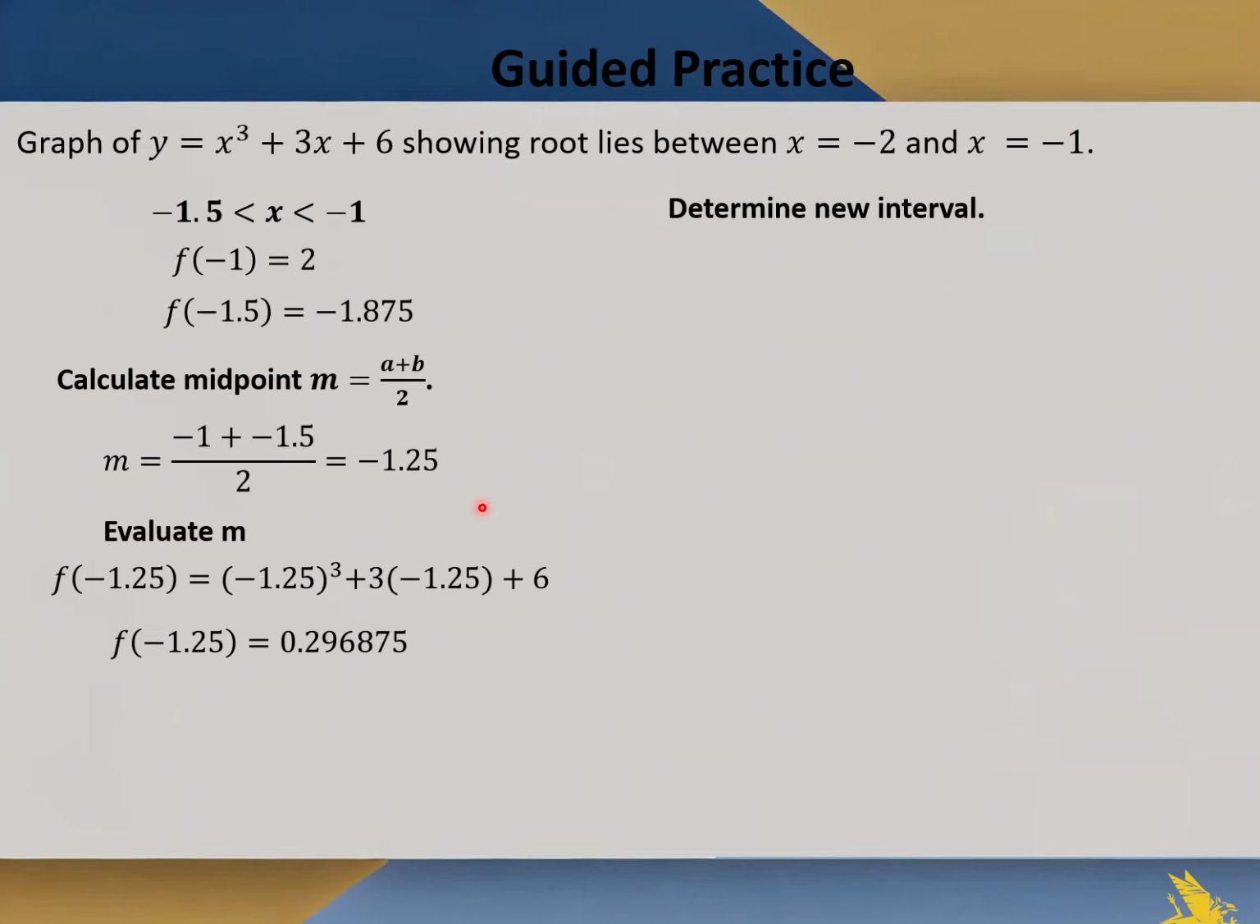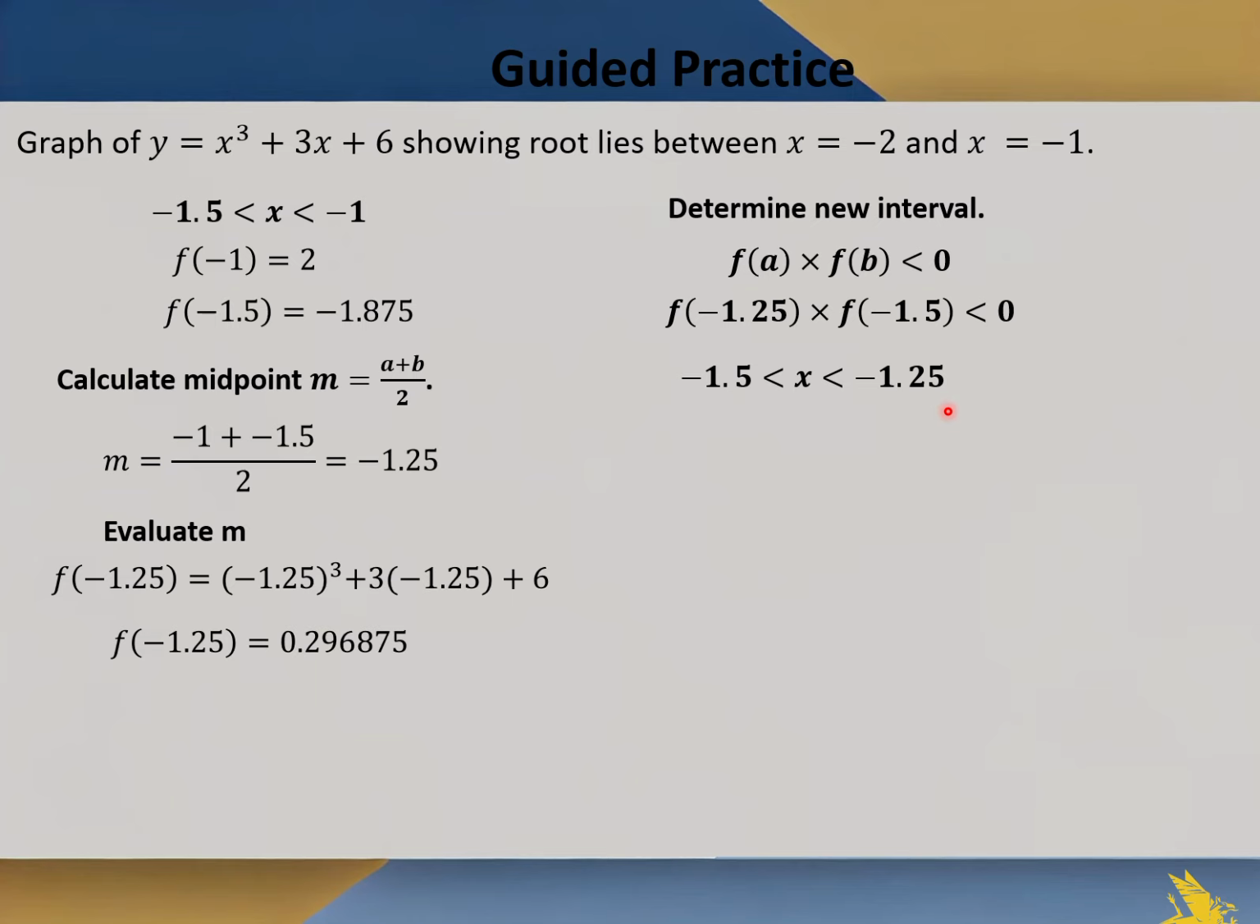Let's double check on what the interval will be. So here we've got a positive. So that means we are going to need a negative, and that means we're using negative 1.5. So we've got our two values. We know it's going to be between these two.